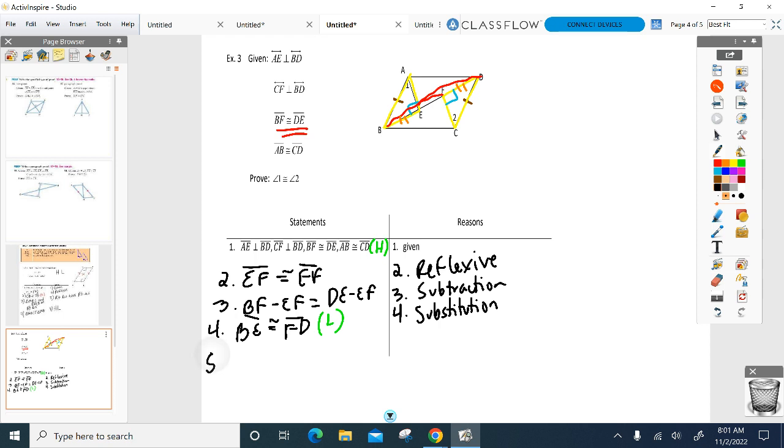So step 5, tell me where the right angles are. Angle AEB and angle DFC are right angles. Perpendicular lines form right angles. Good work, guys. Good work. Now, why didn't I say that on the last proof? Remember, it was given on the last proof. It was given.